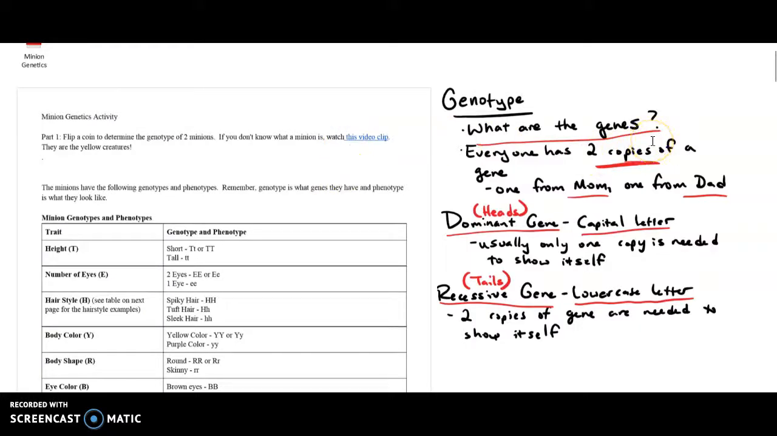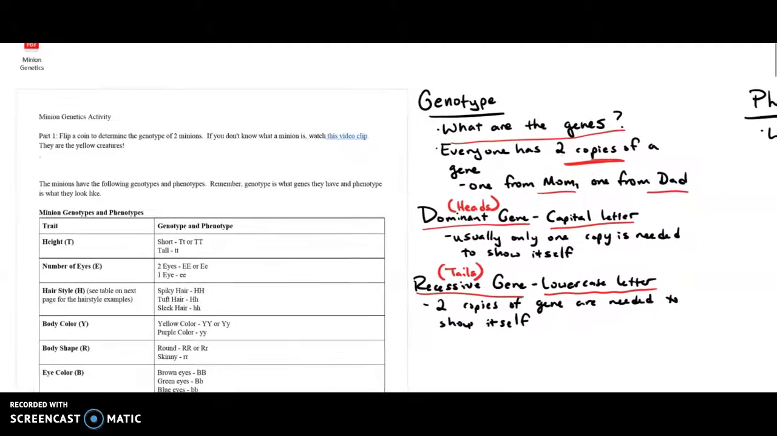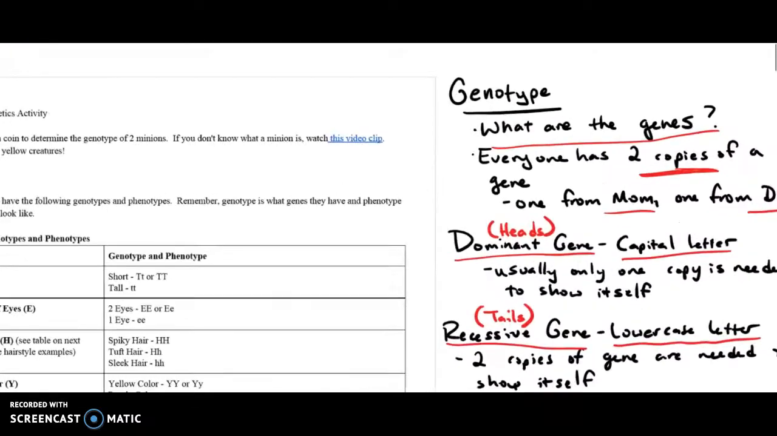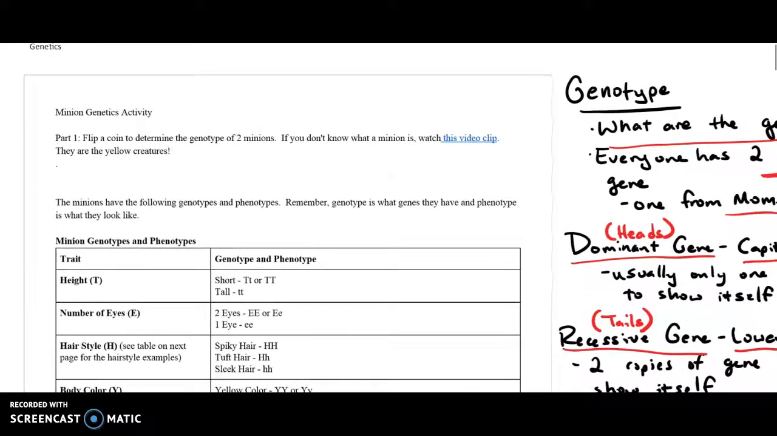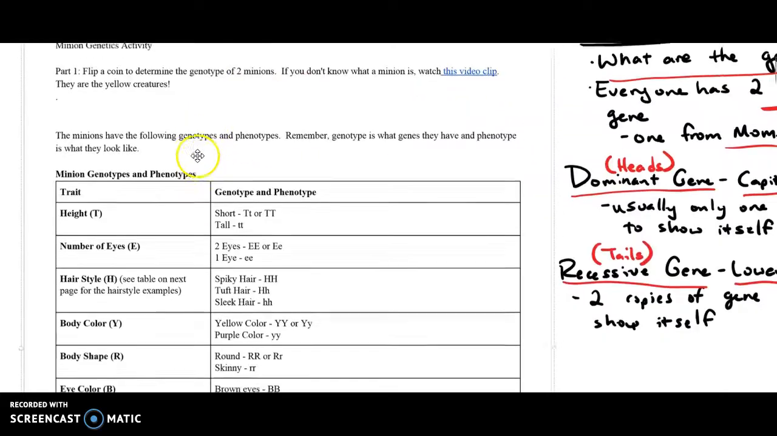Okay, guys, I'll try this again. Let me just explain part one. If you were confused, maybe this will help. Okay, so you're going to create two minions, right? Minions are those little yellow creatures you guys probably have seen in the movies Despicable Me or Minions. If not, I gave you a little video clip here. You can see what they look like. They're the goofy little yellow guys, okay?